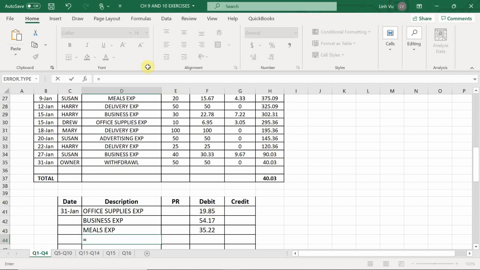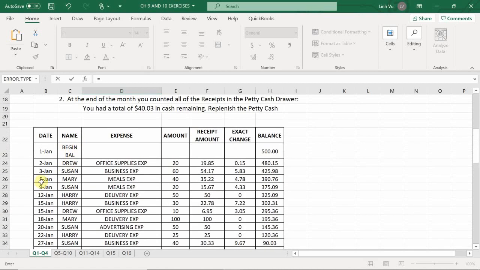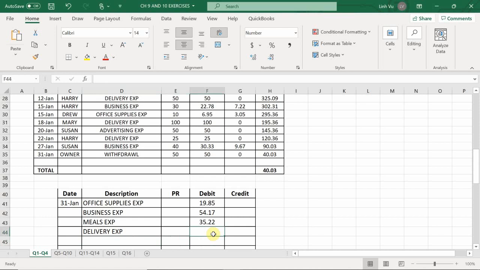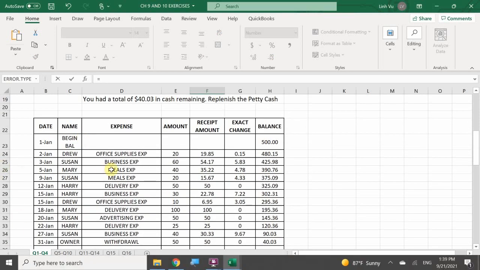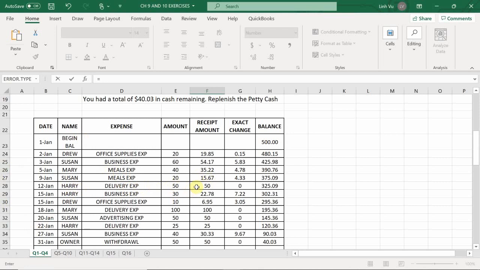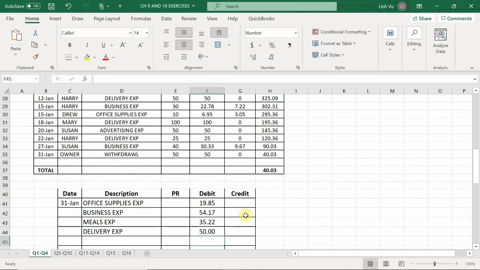Let's see what the next expense account is. So then Harry, he was in charge of delivery, so there you go. He incurred a delivery charge, okay, for the amount of, let's see what the delivery charge was, for $50, okay.